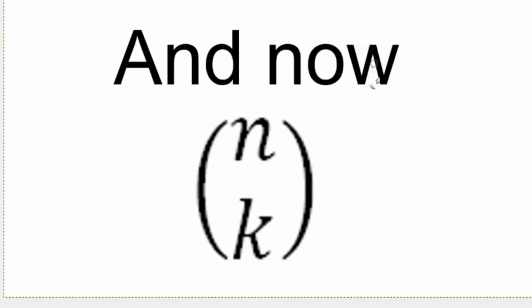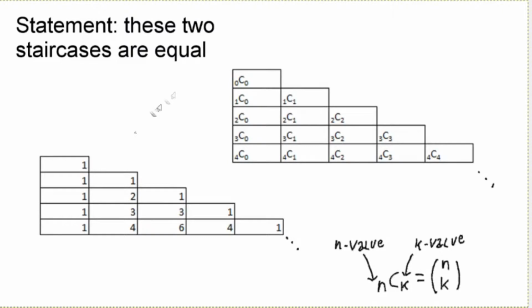Now that we've hopefully understood the power of this n choose k factor, the next critical step is to understand how it's related to Pascal's triangle. As we'll figure out, it's not just related to Pascal's triangle, it is Pascal's triangle. These 2 staircases are equal. That's a statement I'm making. I'm not backing it up, but I'll do that very soon.